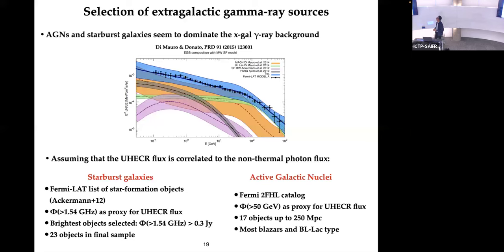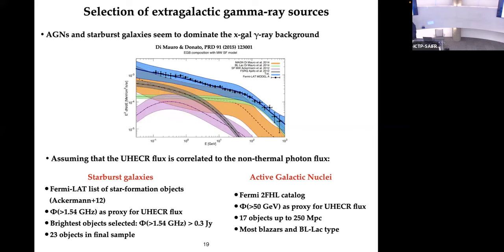We also look for possible correlations of our events with particular catalogs of sources. In this case, we have looked for correlations with starburst galaxies and active galactic nuclei. We basically build catalogs of these two objects. For example, here for starbursts, we have 23 objects in our sample. These were selected from a list of Fermi-LAT galaxies with high star formation rate.